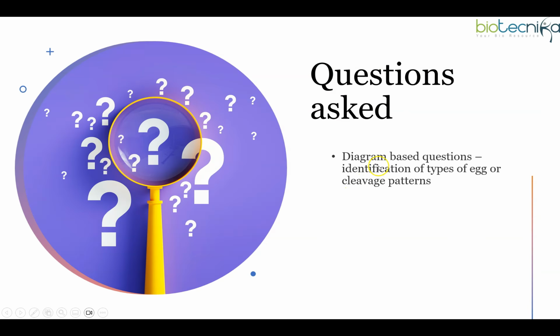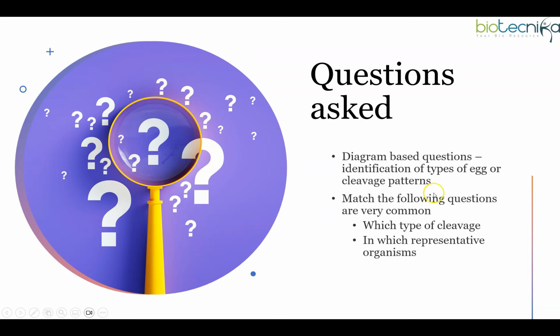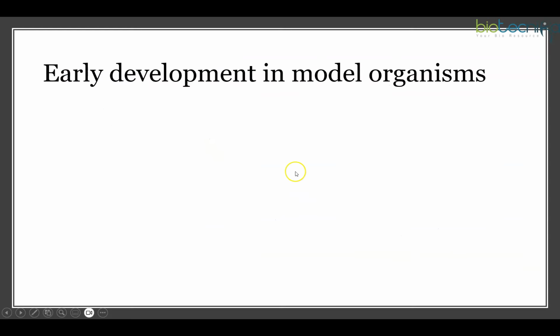Okay, so diagram based questions, identification of types of egg or the cleavage pattern. They will give you either diagram, identify what type of egg or what type of cleavage pattern. They can also give you fate map, and as I said, match the following questions, which type of cleavage and in what type of representative organism.